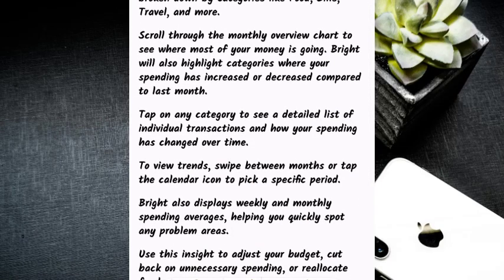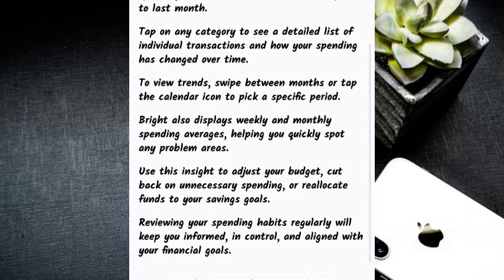To view trends, simply swipe between months or tap the calendar icon to open a specific period. Bright also displays weekly and monthly spending averages, helping you to quickly spot any problem areas. Use this insight to adjust your budget, to cut back on unnecessary spending, or to reallocate funds to your savings goals. Reviewing your spending habits regularly helps to keep you informed, in control, and aligns with your financial goals.